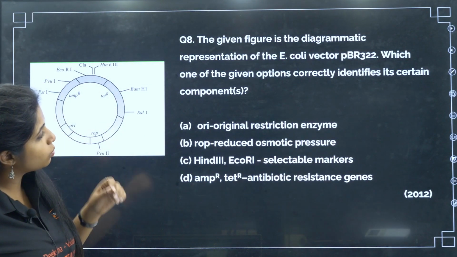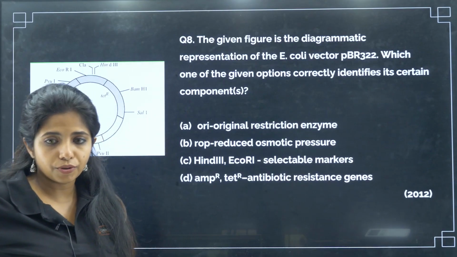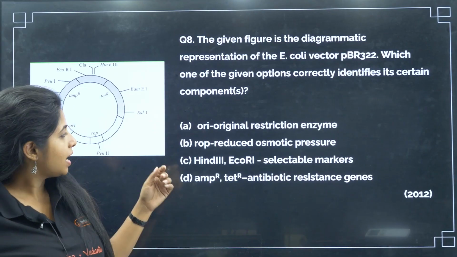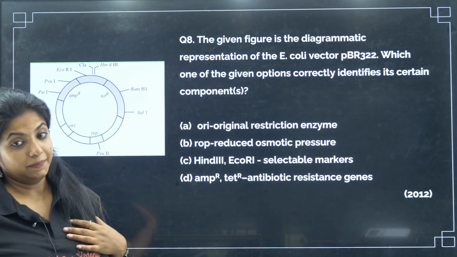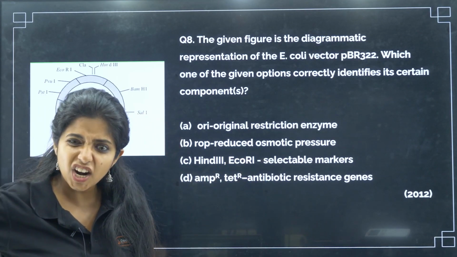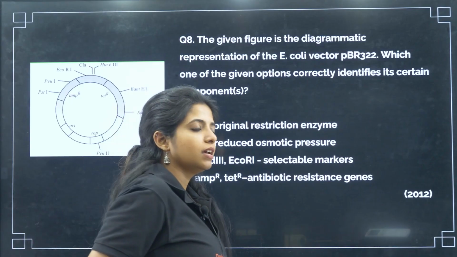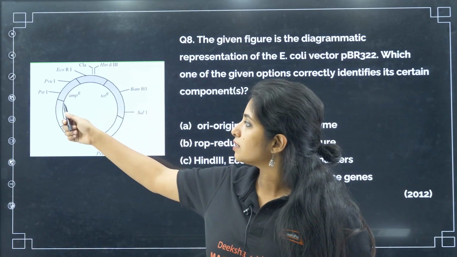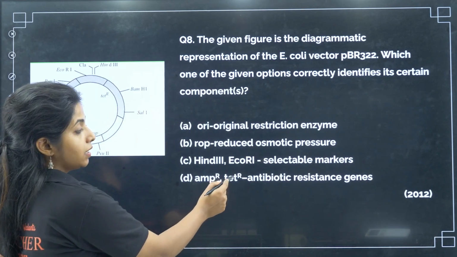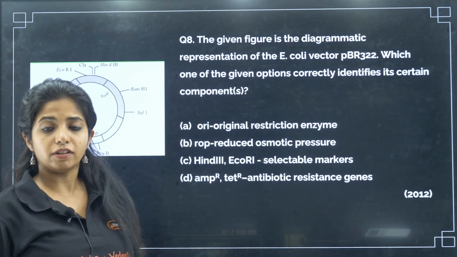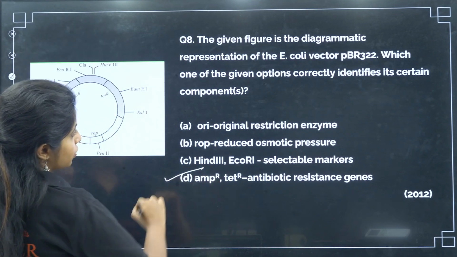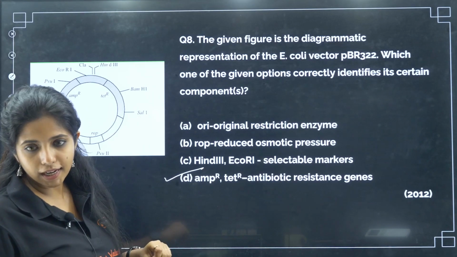you have to tell which one of the given options correctly identifies its components. ORI, original restriction enzyme? It's what? Origin of replication. ROP, reduced osmotic pressure? HindIII or basically EcoRI, selectable markers? No, they are not selectable markers, they are restriction enzymes. What are selectable markers? These two genes, the ampicillin resistance gene and the tetracycline resistance gene, are selectable markers. Ampicillin and tetracycline resistance, they are antibiotic resistance genes. Yes, they provide resistance to antibiotics. So this becomes your answer. Question number 8, D is your answer.